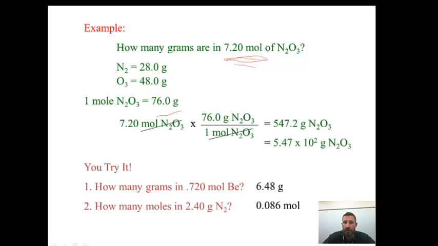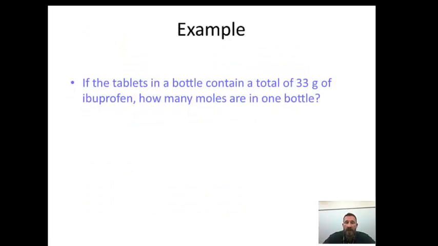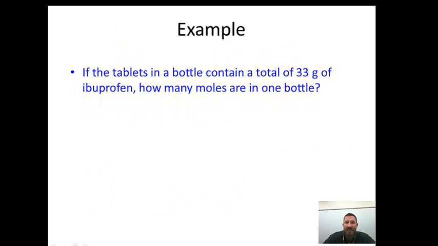We're going to do two more problems. Here's our next example. Now in these we're going to go from moles to grams, and we're also going to change moles to particles, both very important. If a bottle contains 33 grams of ibuprofen, you may have taken this sometime in your life if you've ever had any swelling or inflammation. It helps alleviate that. How many moles are in one bottle?